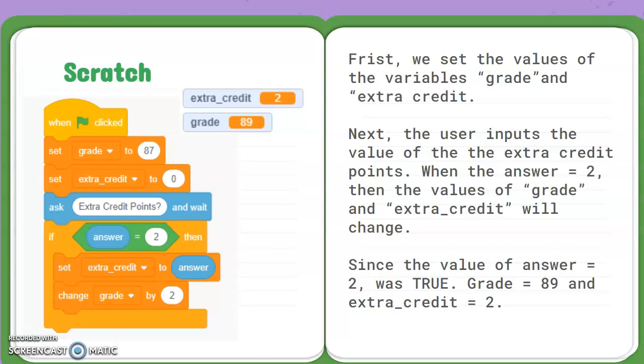Let's see it in Scratch. First, we set the values of the variables grade and extra credit. Next, the user inputs the value of the extra credit points. When the answer is equal to 2, then the values of grade and extra credit will change.